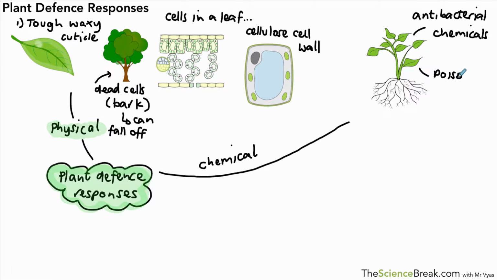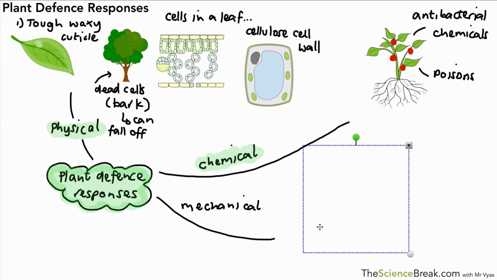We also have some plants that make poisons. Now these aren't necessarily against bacteria, these are against animals that might try to eat the plants. So in other words, herbivores, which are animals that eat plants. Poisons can also be found in the fruits, but also in the actual plant tissue itself. The third method we would categorize as mechanical adaptations.